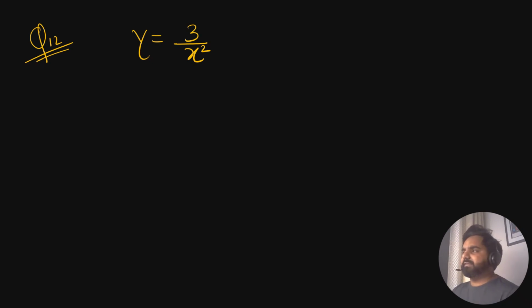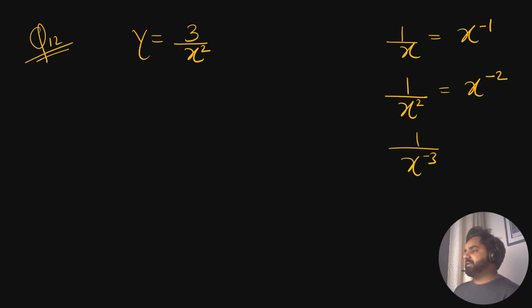So maybe in Junior Cert you have learned one formula, or it's not a formula, it's a part of indices. If you have 1 over x, it can be written as x to the power minus 1. If you have 1 over x squared, it can be written as x to the power minus 2. What happened here? If you want to move it to the top, the power gets changed. Let's say if you have x to the power minus 3 here, on the top it will become x to the power plus 3. Okay, so that thing we are going to use to simplify.